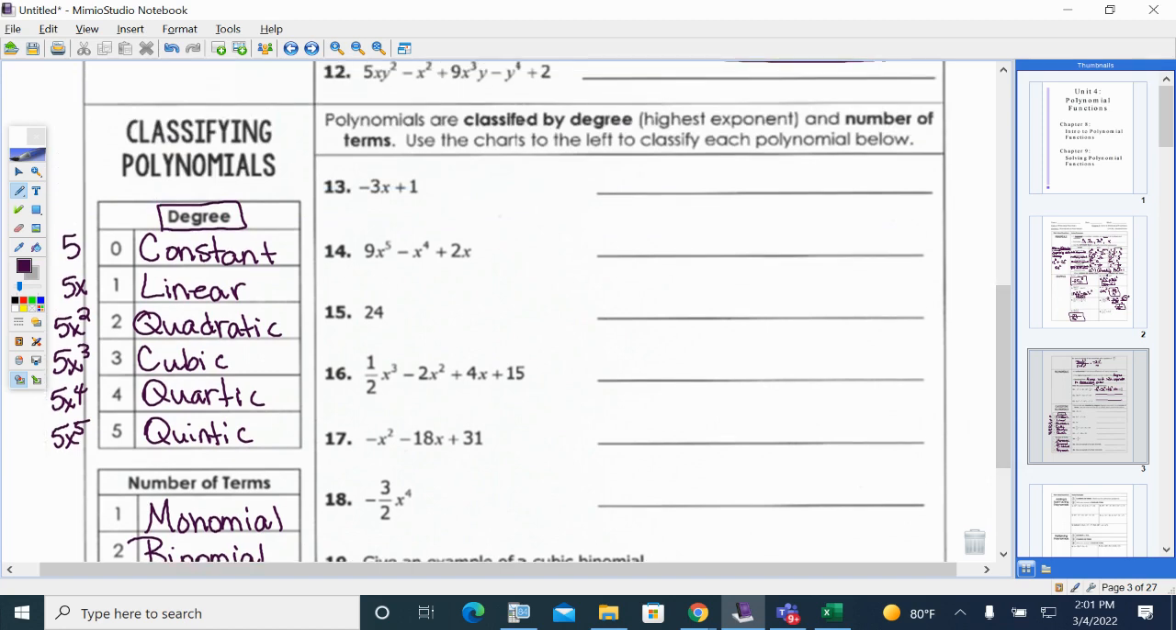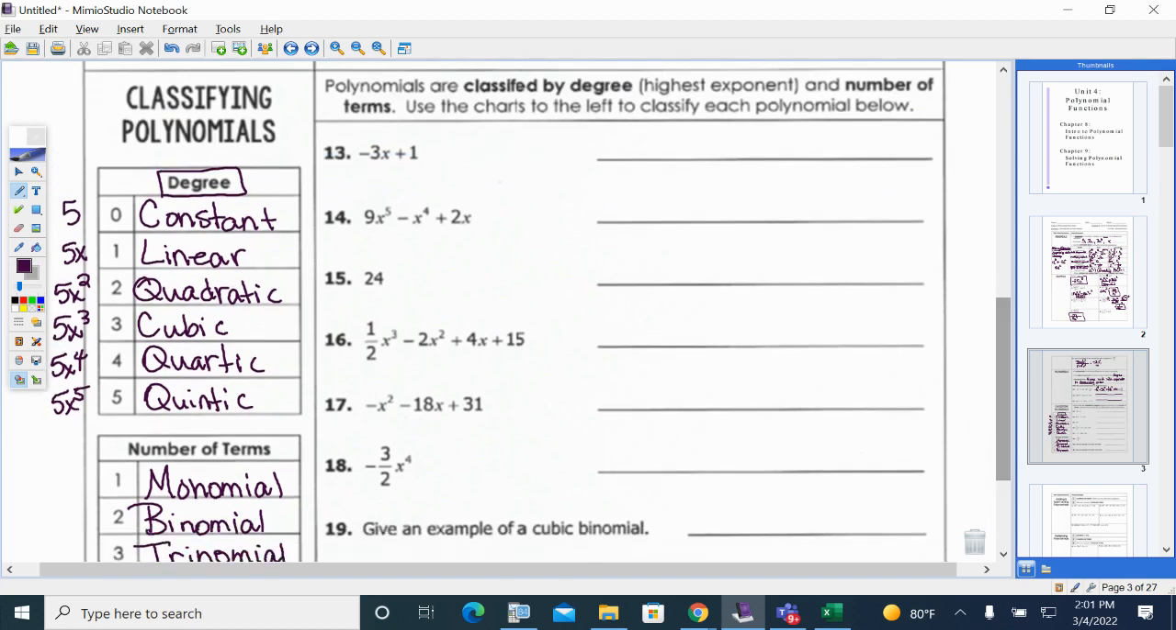So on this section here, it asks you to classify. Looking at number 13, the largest exponent is a 1. So this is a linear. And there are 2 terms, so it's a binomial. And that's how we do that. And I don't care which word you list first. That does not matter to me.